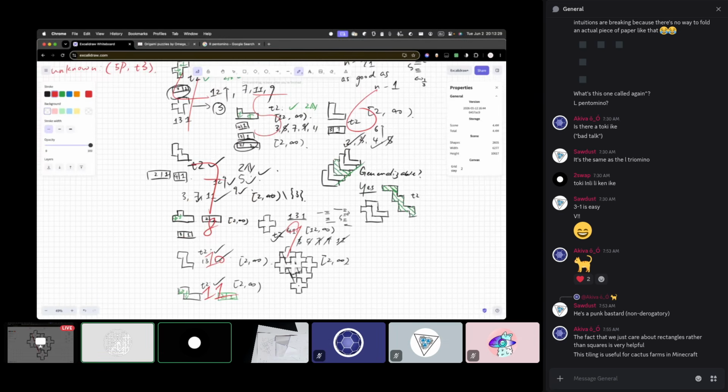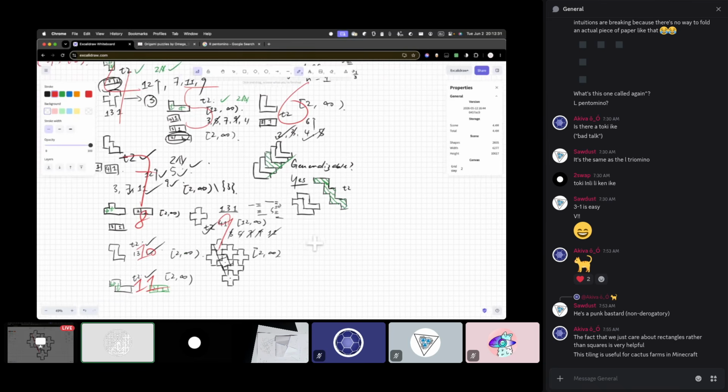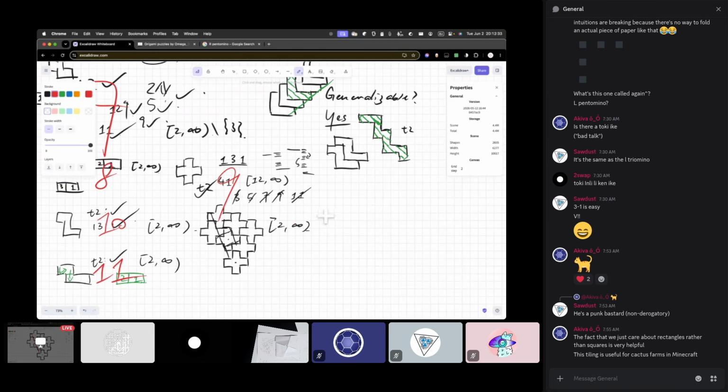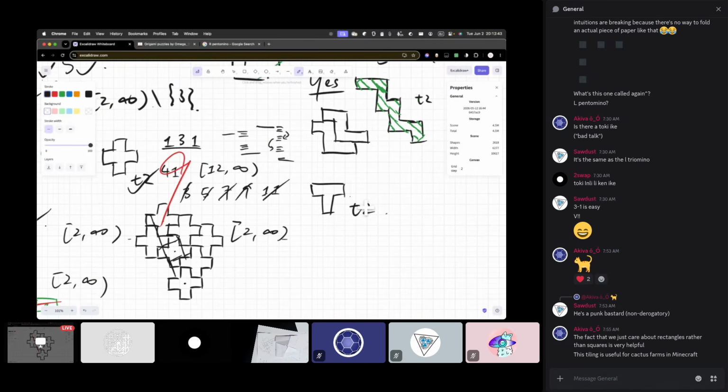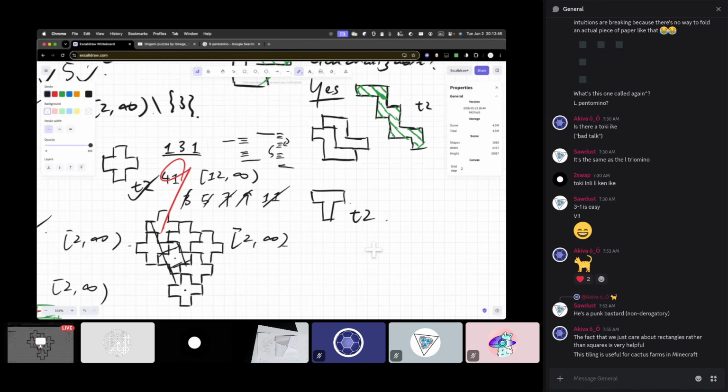Now we just have the T left, right? Yep, and we have the T left. Okay. The T. What do we think about thickness 2? Always got to start with the hard one. Well, I mean, yeah, basically.